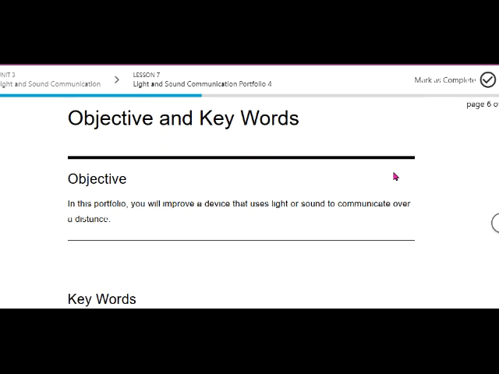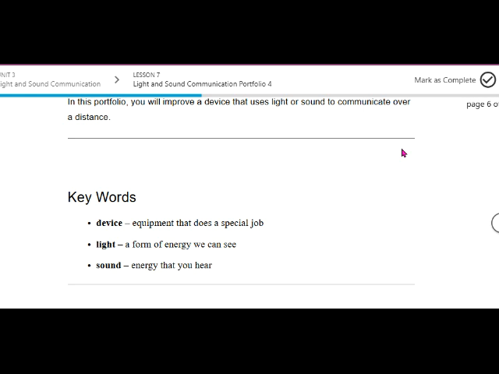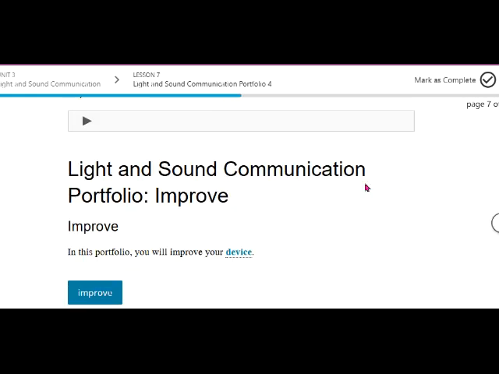All right, so that's what comes next, improvements. Here's our new objective. In this portfolio, you will improve a device that uses light or sound to communicate over a distance. What is a device? It is equipment that does a special job. What is light? A form of energy we can see. And what is sound? Energy that you hear.